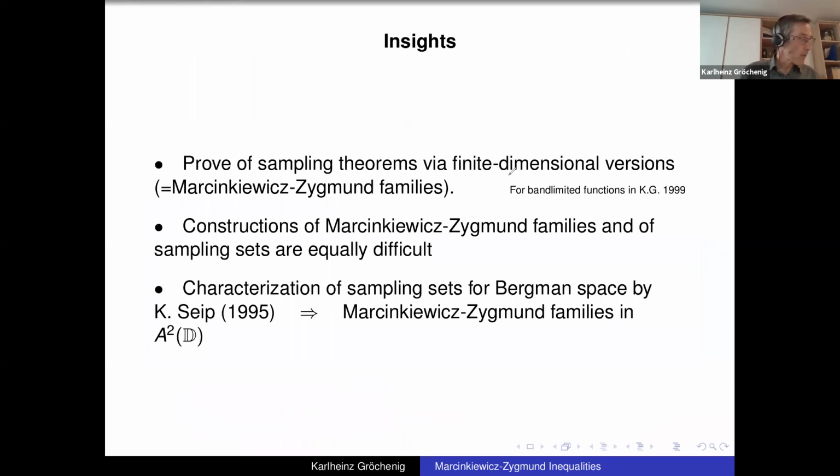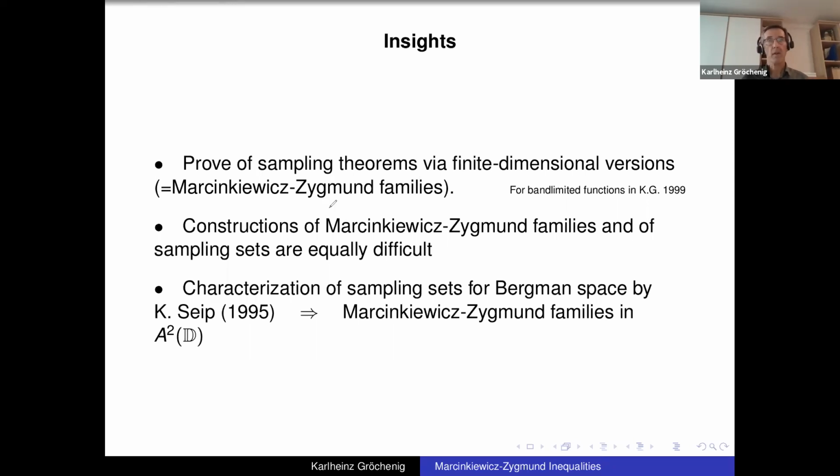So let me pause here for a moment and mention 3 items. So this strategy gives you a way, at least in theory, to prove sampling theorems for infinite dimensional spaces, in our case, Bergman space, via finite dimensional versions. Finite dimensional versions is what in our language are called Marcinkiewicz-Zygmund families.